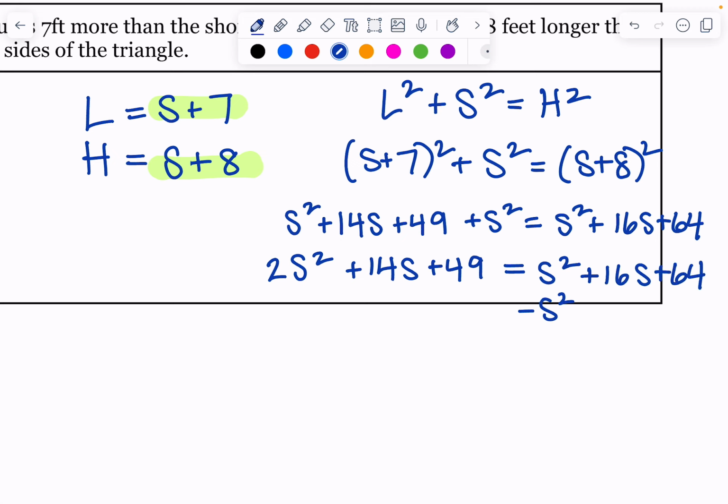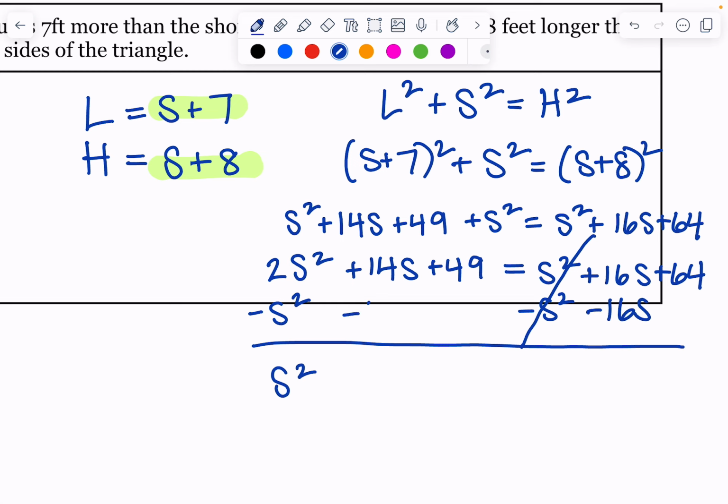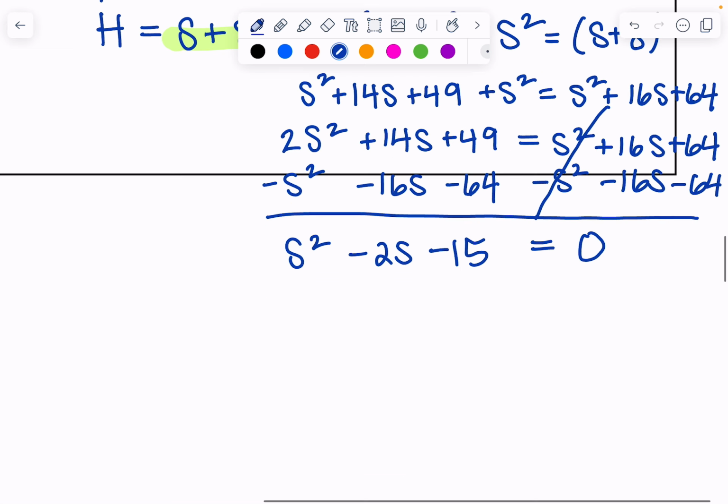I'm going to subtract S squared, and I'm going to get S squared on the left. I'm going to subtract 16S, and I'm going to get minus 2S on the left. I'm going to subtract 64, and that will get me -15. And I have 0 on the right, so now I can factor.